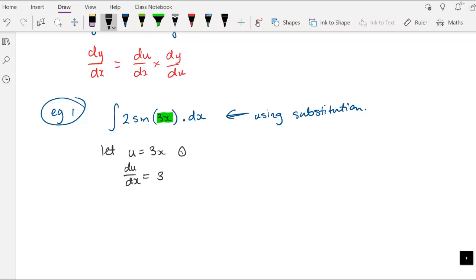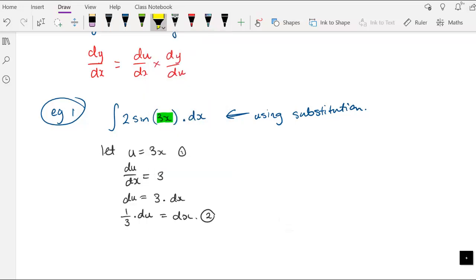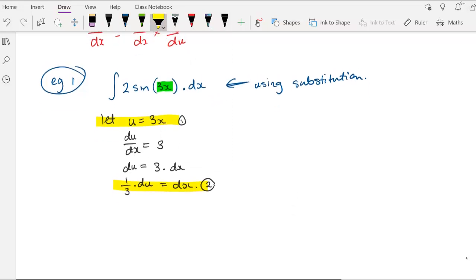And we're going to rearrange this so we can put dx in terms of du. So du is equal to 3 times dx. And when we divide by 3, we get 1/3 du is equal to dx. And this is the second thing we're going to substitute in. So we should always have these two values to substitute every time we use the substitution method. So there they are, 1 and 2.